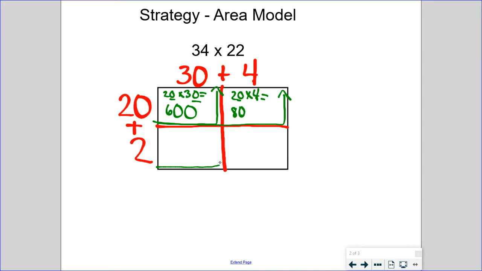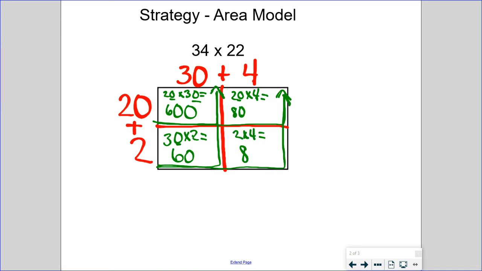Then I'm going to do 2 times 30. So 30 times 2, I can do 2 times 3 is 6 with a caboose 0, or most of the kids are really good with those facts anyway. And then 2 times 4, simple, 8.